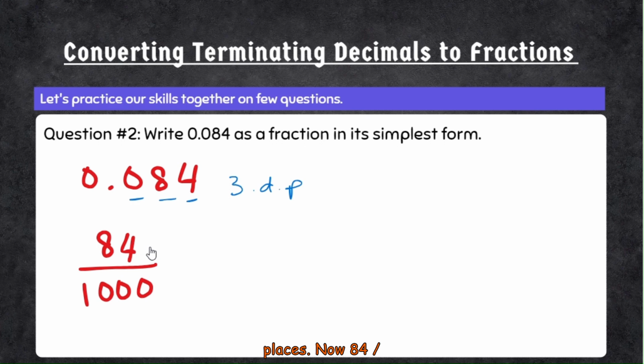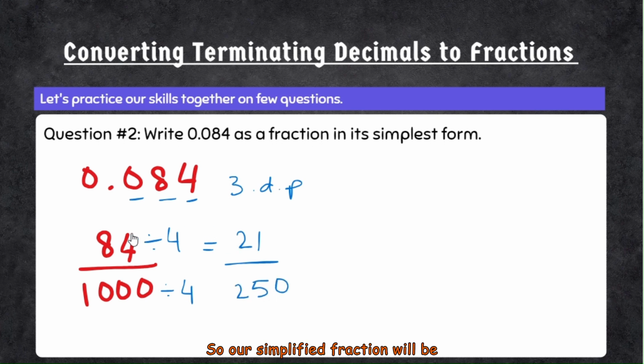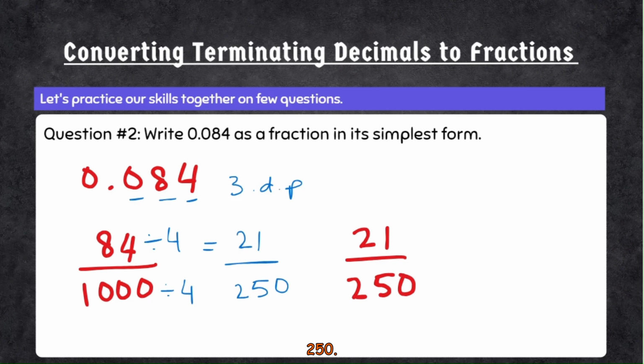Now 84 divided by 4 is equal to 21, and 1000 divided by 4 is equal to 250. So our simplified fraction would be 21/250.